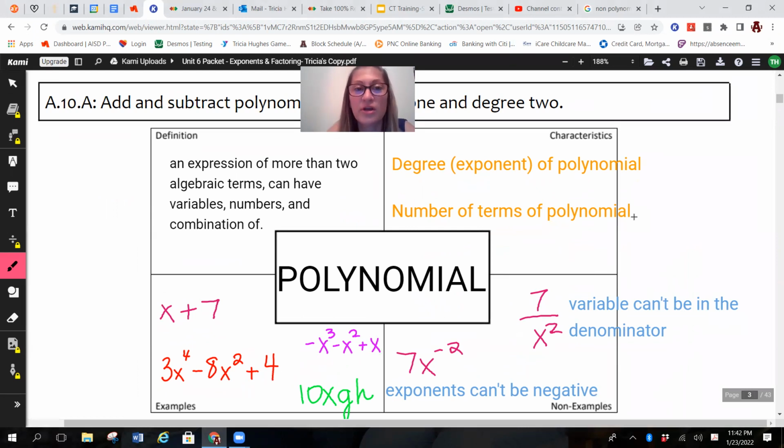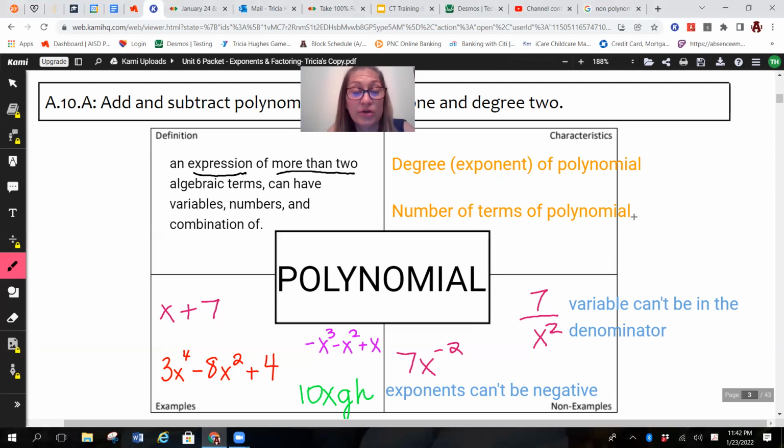So the definition of a polynomial is an expression of two or more algebraic terms. They can have variables, numbers, and a combination of. Okay? An expression. There's no equal sign. More than two algebraic terms is a polynomial.